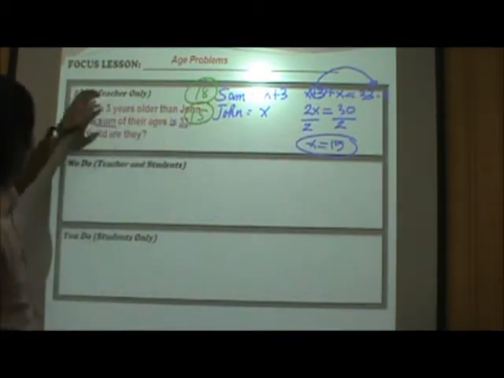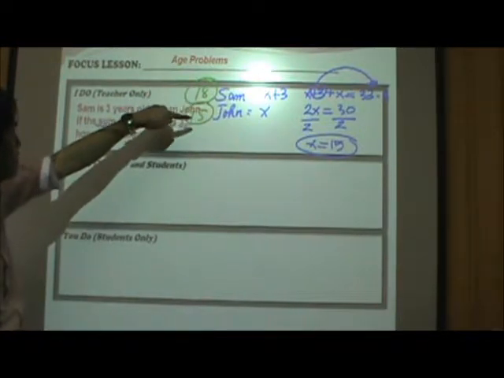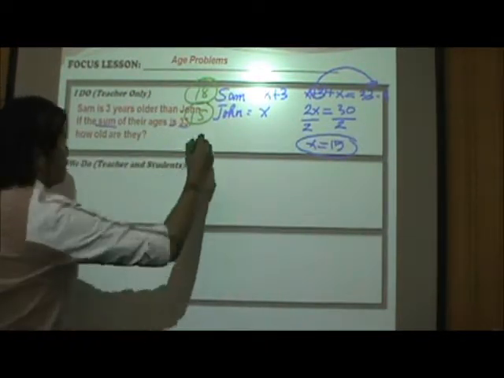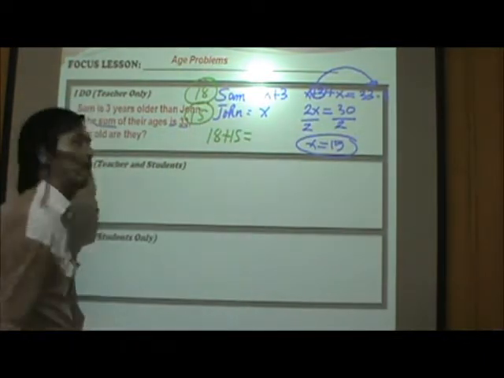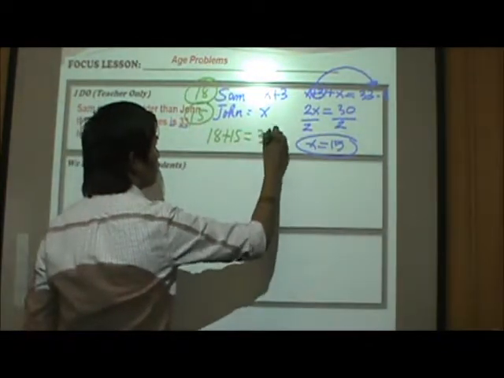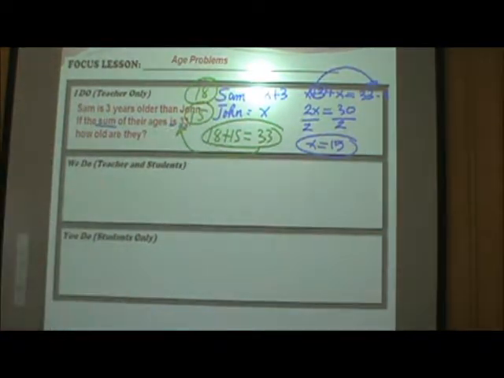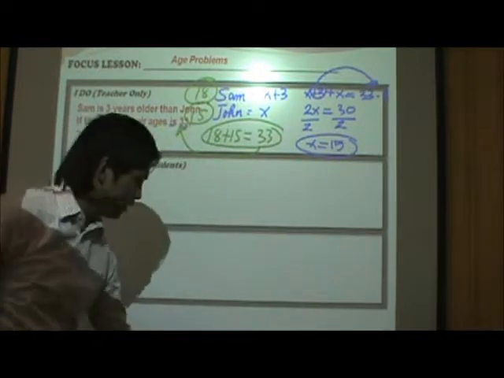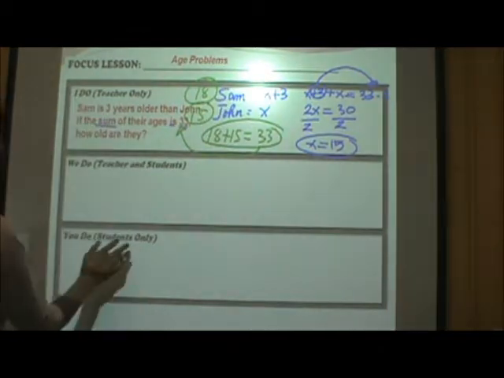Let's see. According to the problem, if we add the ages of Sam and John, we get 33. Let's try 18 plus 15. Yes, it is 33, which is also the given in the problem. And that's about it. Now, let's try number 2. Let's try the we do.